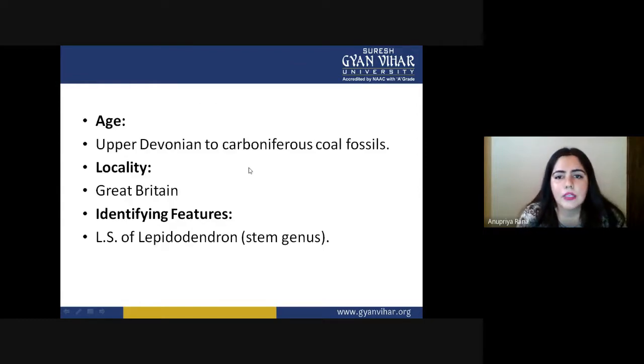The age of Lepidodendron is Upper Devonian or Carboniferous, a coal fossil. So this can be the tissue by which we can know the age of a particular specimen, by doing carbon dating. Now the locality was Great Britain. So in Europe, in Great Britain, we got it. Basically it is a British plant, and the identifying feature is the stem. We got an LS of a stem, not a TS of a stem as we got in the case of Rhynia.